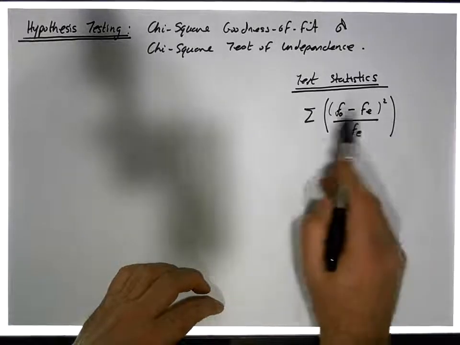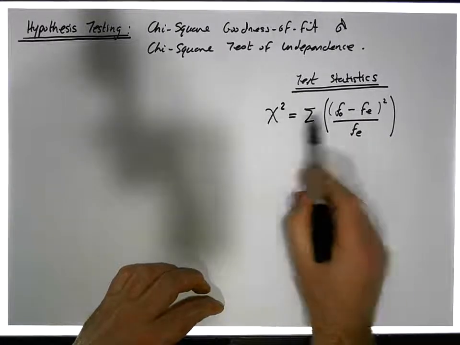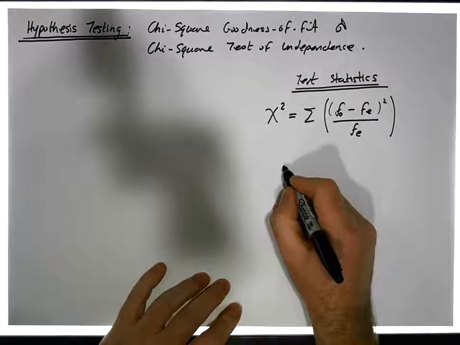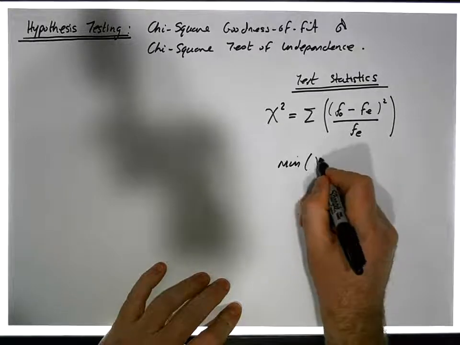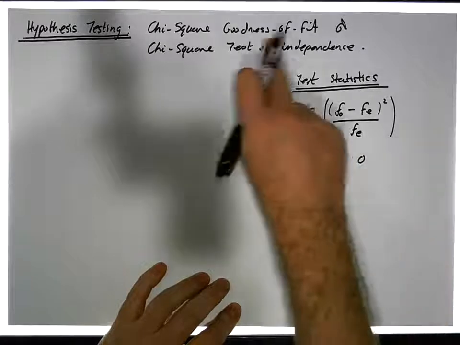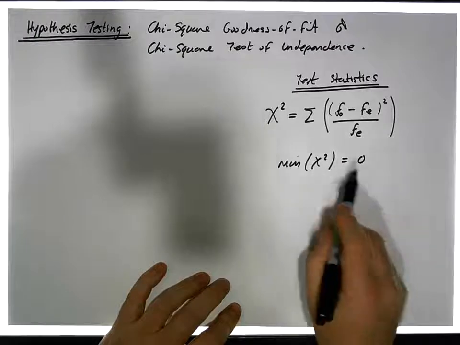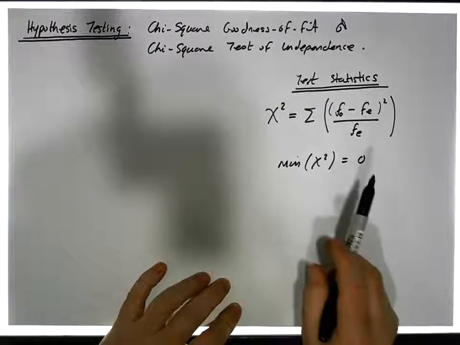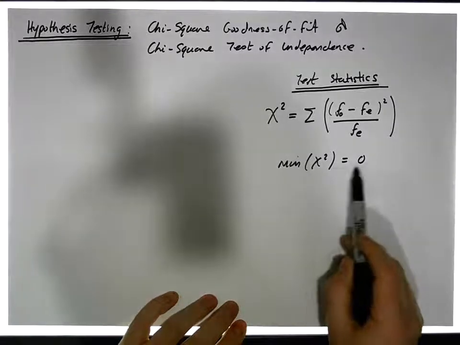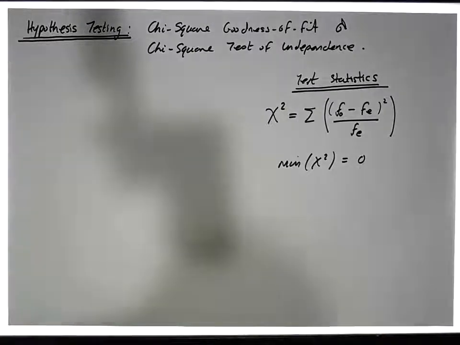This particular statistic we call the chi-squared statistic. This particular statistic has a minimum value of 0. So the min of chi-squared is equal to 0 when there's no difference, when what we've observed fits what we expect. Similarly, when it comes to the test of independence, if the two data sets are independent of each other, we also get a minimum value of 0 for the test statistic.